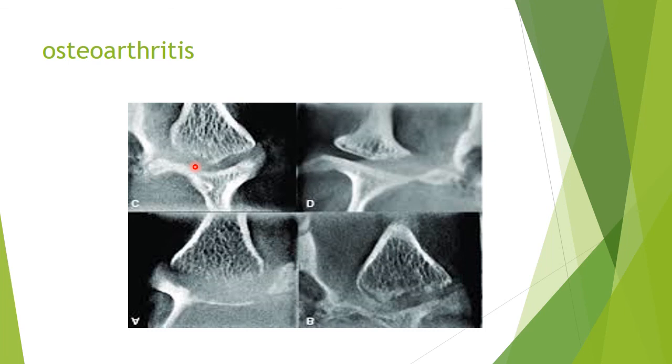As a result, there will be change in the architecture of the bone. Sometimes lipping of the bone is going to occur. Sometimes there will be degeneration of the synovial tissue, and this may result in pain and affect the types of movement of the joint.